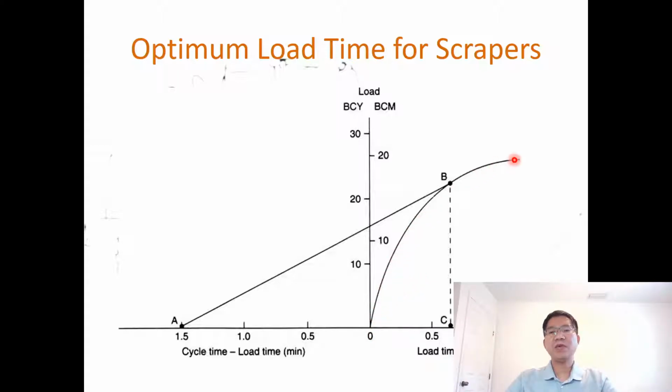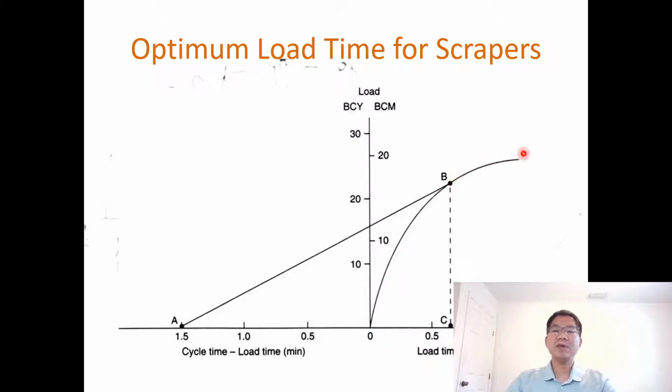As you can see, the curve here starts from the origin O. This axis is the load time, and this is the load in terms of bank cubic yards or bank cubic meters. Of course, the more you increase the load time, the more material you put on the scraper, and at some point you reach the maximum limit of the scraper volume. You cannot exceed the volume it has. But you don't have to wait until the maximum allowable load is finished to get the optimal production for the scraper. What people say is to load a little bit less. How much less? This shows you.